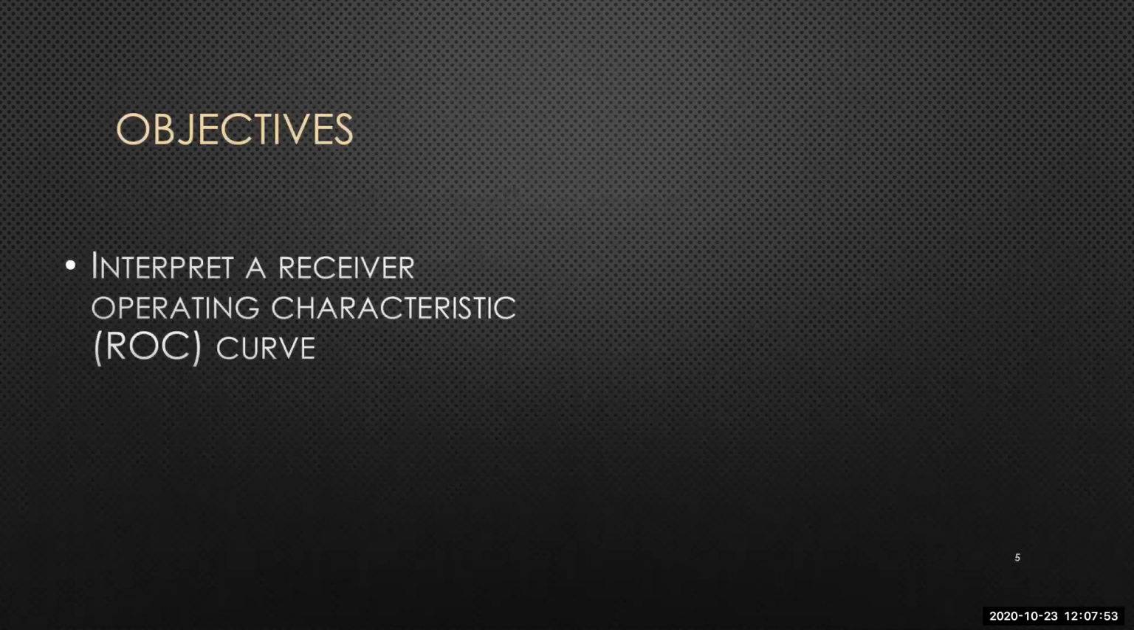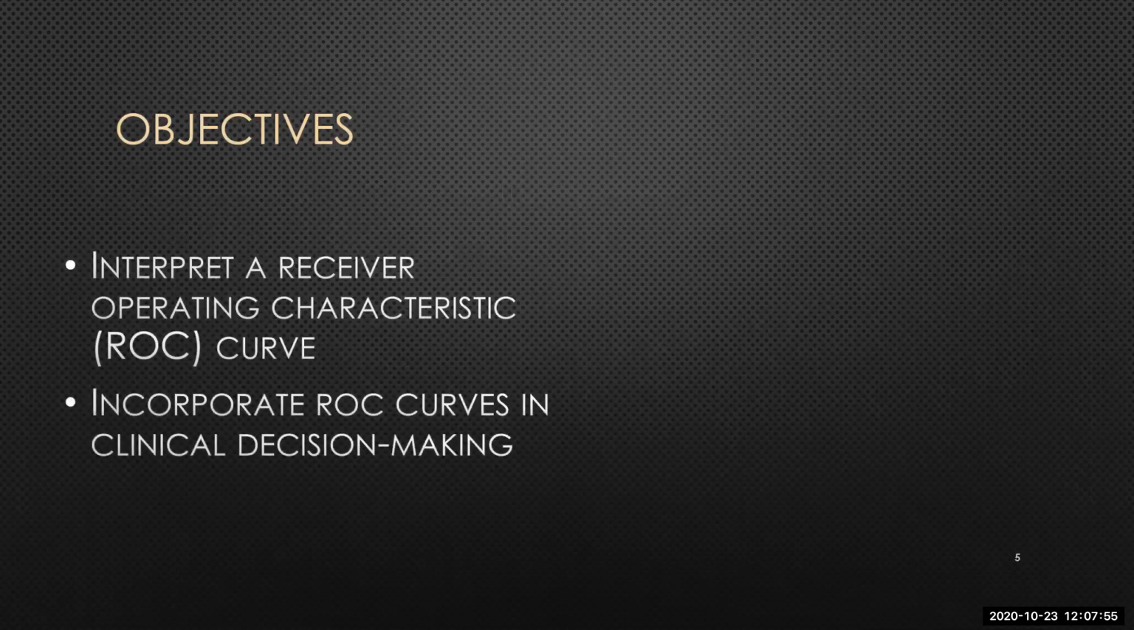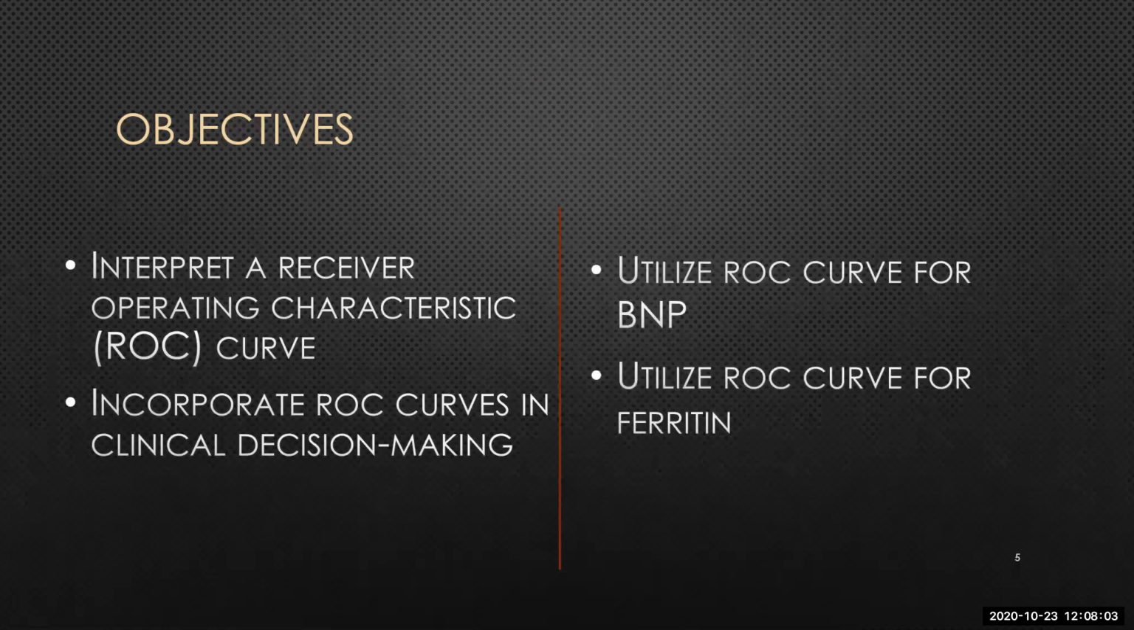So today we're going to understand how to interpret a receiver operating characteristic curve, or ROC curve, and then incorporate those into our clinical decision making. And then we're going to use ROC as an example in terms of BNP and a ferritin example.